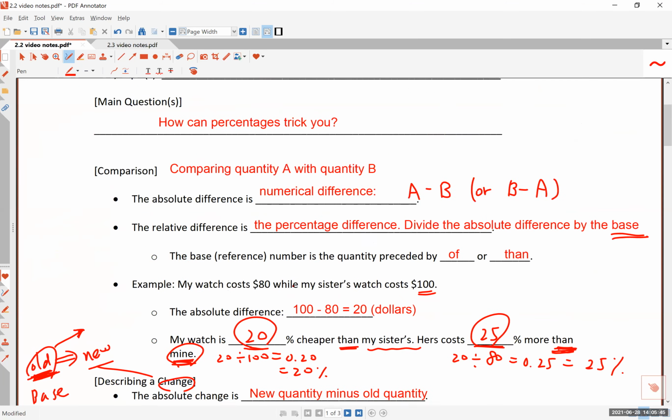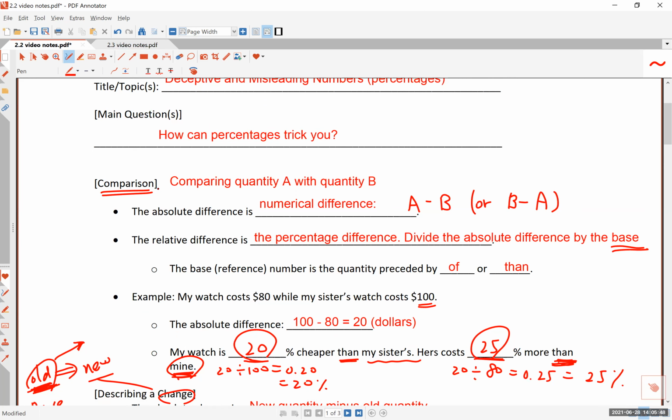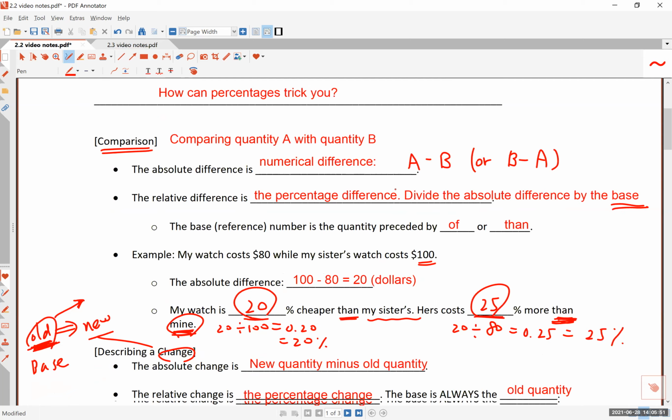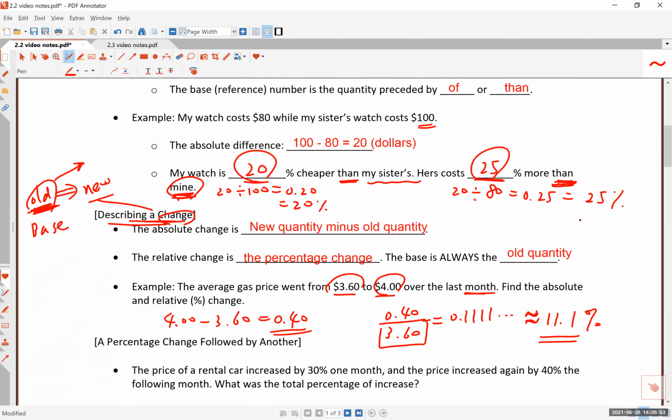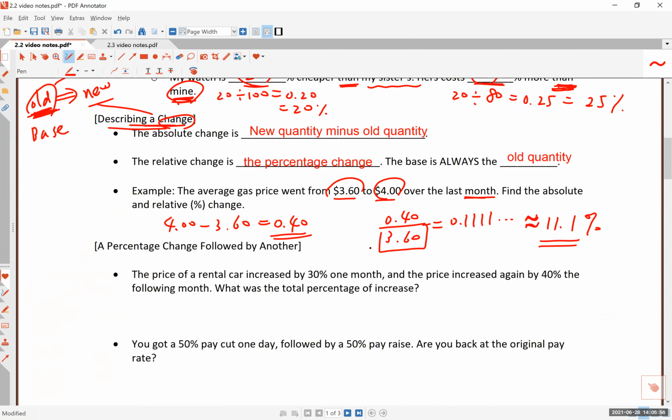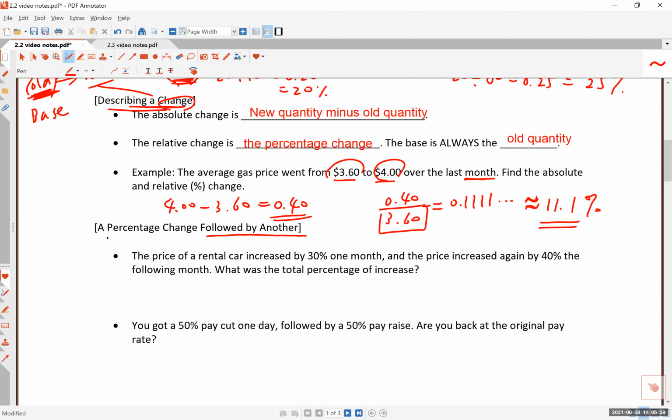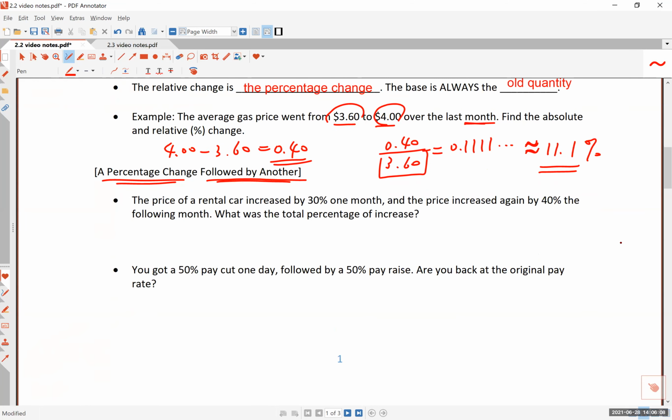Now we talked about describing or comparing two quantities and describing a change between one quantity and the next. And now let's go to a percentage change followed by a percentage change. Okay, this is tricky, because things do go up and down. So when that happens, how do you calculate the total percentage difference? The price of a rental car increased by 30% one month, and then increased again by 40%. So how much was the increase total? Is that 30 plus 40, and is that going to be 70%?